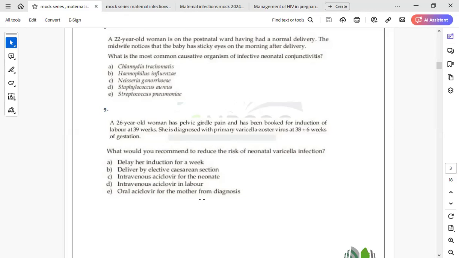No one is going to blame her. But when they say that she has been booked for induction at 39 weeks, that means that this lady has the option for vaginal delivery already. You got the trick? Also, having a pelvic girdle pain is not an indication for cesarean section, by the way.